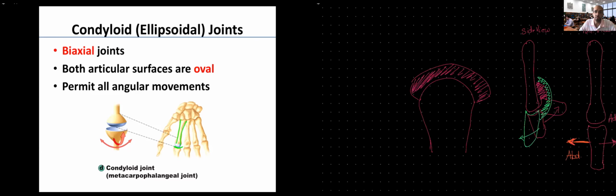So how many axes can I move along as a condyloid or ellipsoid joint? I can perform flexion, extension, abduction, and adduction. How many axes can I move along? I can move along two axes. So we classify this joint as a biaxial joint.